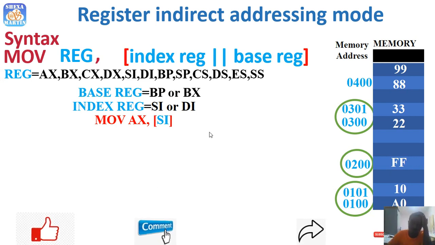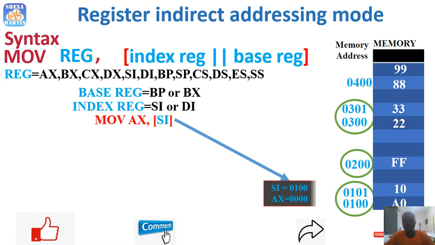So let's say we want to move, let's say we have this instruction. What happens is, whatever is in SI is the address. And where is it addressing us to? To an operand, or the value that is to be acted upon by the move instruction. Get what I'm saying? So let's check the value of SI. The value of SI was 1.